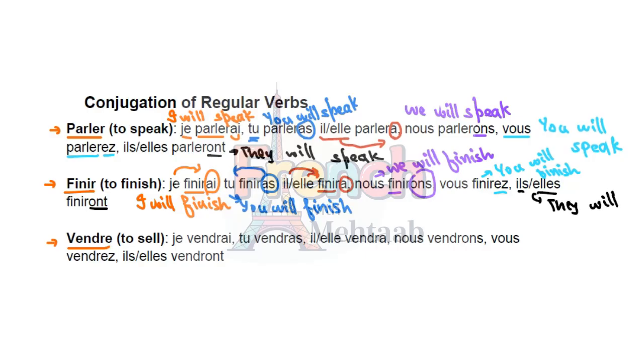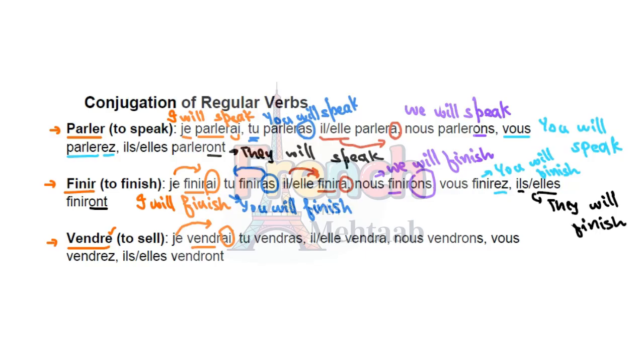Now, the third form of the verb is the -re ending verb. In the -re ending verb, do memorize that before adding the endings, we simply drop the e from the end. For instance, if you want to say that I will sell, then you will say je vendrai. Now look out here, we are adding the same ending -ai because the subject is je, but we are dropping the e from the end.